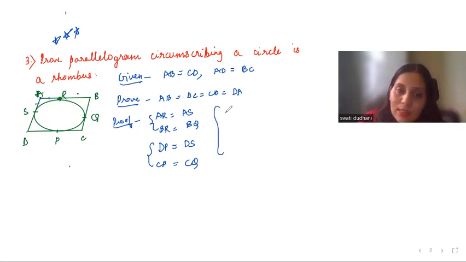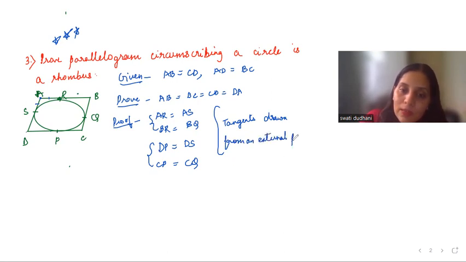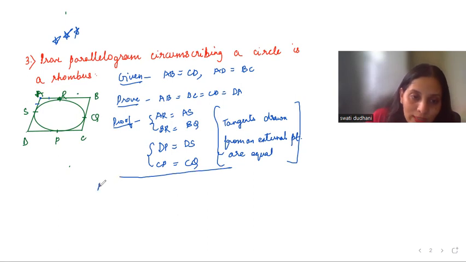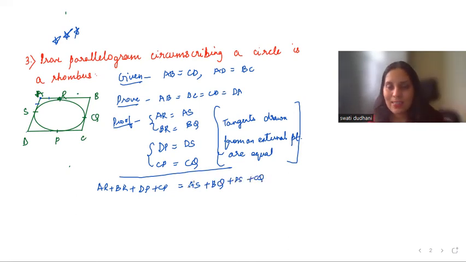So all the reasons are same: tangents drawn from an external point are equal. Now what do we do? We will add all of them. So upon adding, what do I get? AR plus BR plus DP plus CP is equal to AS plus BQ plus DS plus CQ. I've just written it as it is.